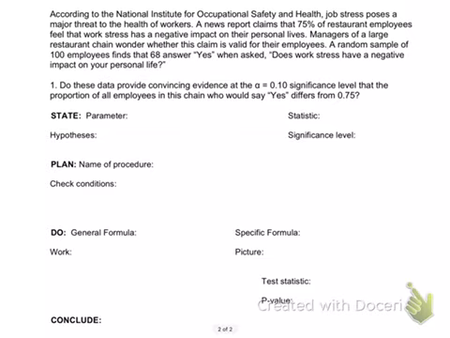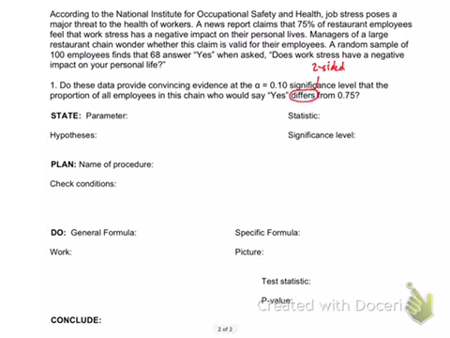Do these data provide convincing evidence at the alpha equals 0.1 significance level that the proportion of all employees in this chain who would say yes differs from 0.75? Okay, now this word right here, what you might see in your prompt, if it says is greater than or less than, then of course that's telling you what your alternative hypothesis is going to be. But if we're saying does it differ, that means we're not sure if it's higher or lower. So this word right here is kind of a keyword indicating that we're looking at a two-sided test.